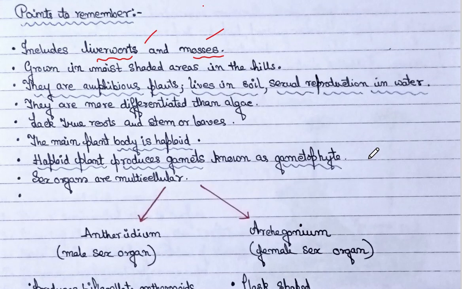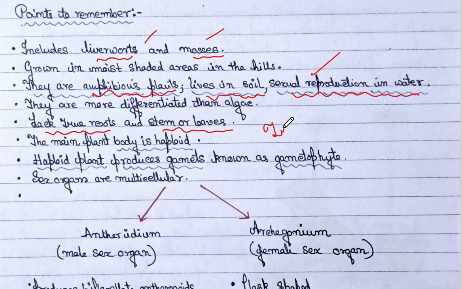So let us come to the important points. Now they grow in moist shaded areas. The important point is that these are amphibious plants which live in soil, but their sexual reproduction requires water. So these are known as amphibious plants. They are more differentiated than algae. They lack true roots, stems or leaves.